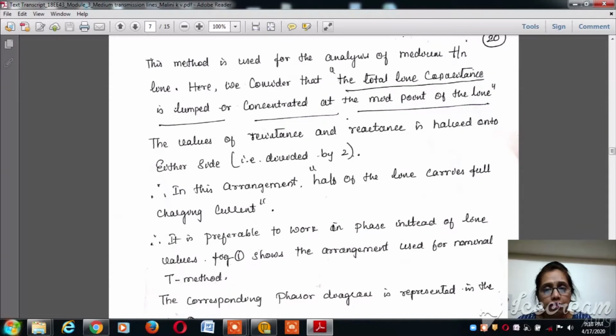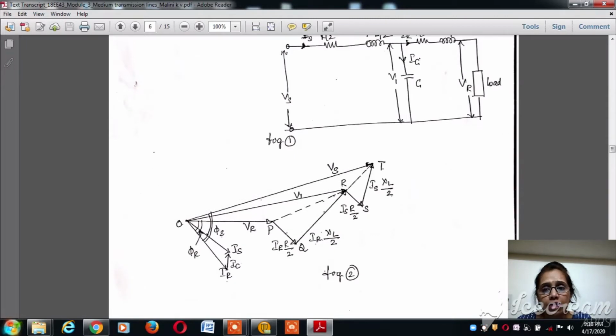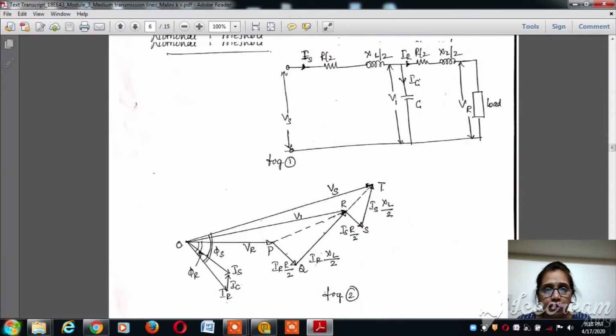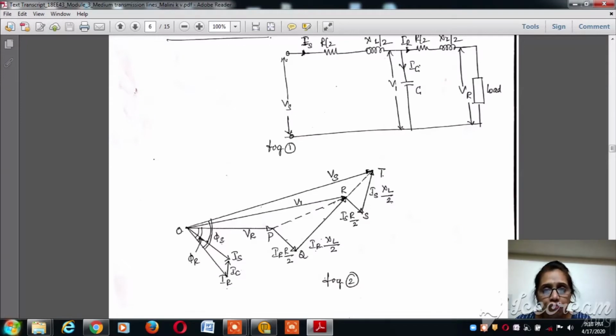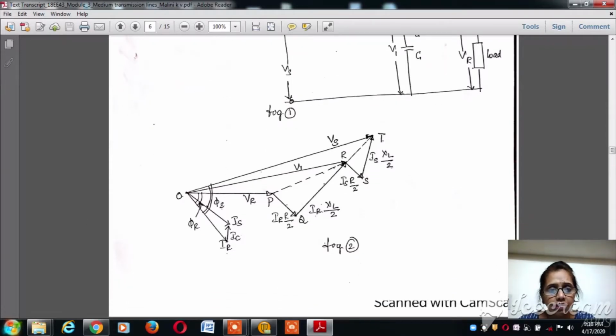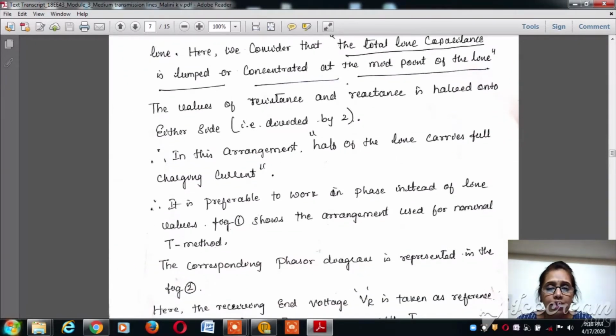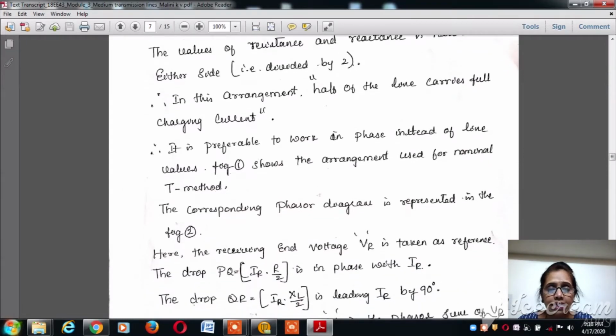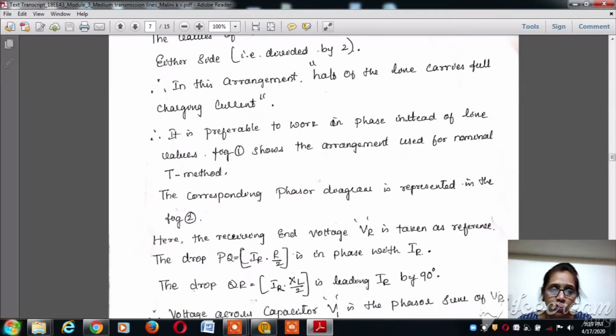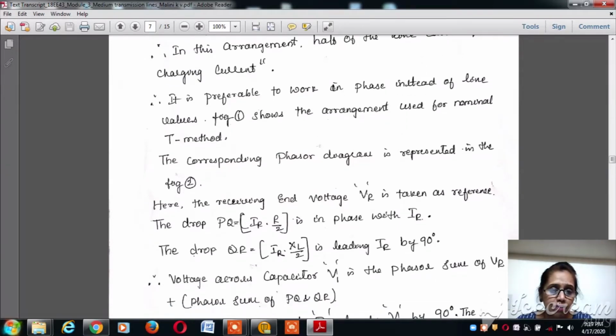In the nominal T method, we consider the total line capacitance to be lumped or concentrated at the center of the transmission line. On either side of the capacitance we consider the resistance and the inductance divided by 2. That is, half of the values of the resistance and the inductance appear on either side of the capacitance. We have drawn the phasor diagram based on this equivalent diagram, which we are going to discuss to find out what the performance analysis says using the nominal T method for the medium transmission line. The corresponding phasor diagram is represented as shown in the figure.